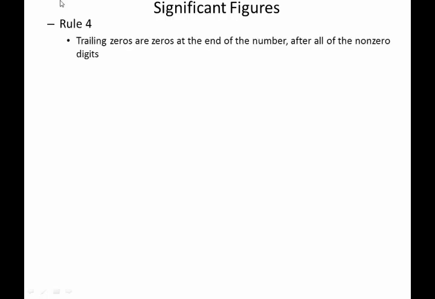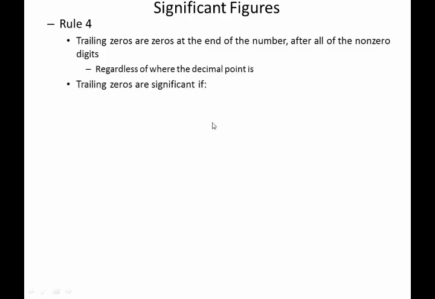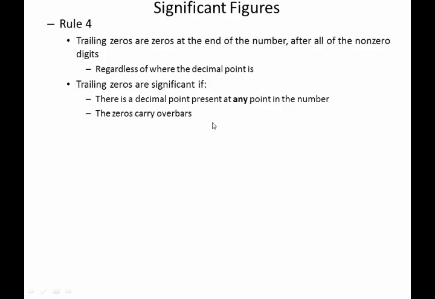Okay, the last rule here has to do with trailing zeros. Trailing zeros are at the end of a number. This is where we deal with that 93 million miles. It doesn't matter where the decimal point is. It matters whether or not there is a decimal point. If there's a decimal point present at any point in the number, all of the trailing zeros become significant. Otherwise, trailing zeros are not significant. I'll talk about the overbars later.